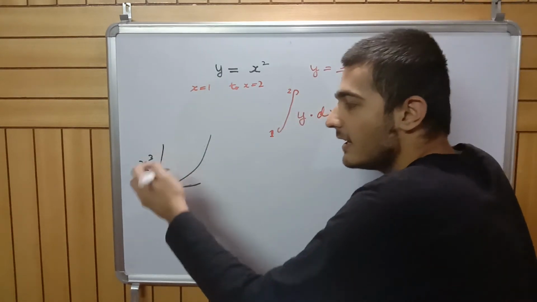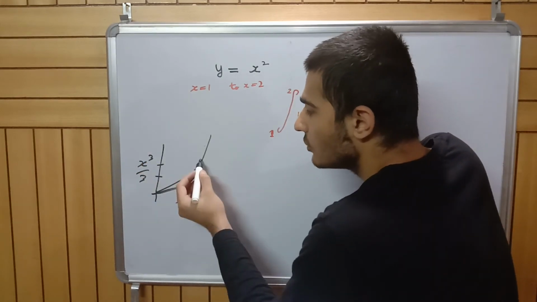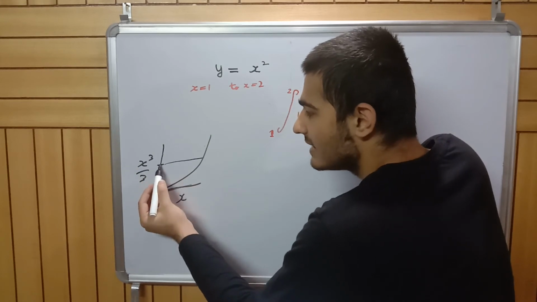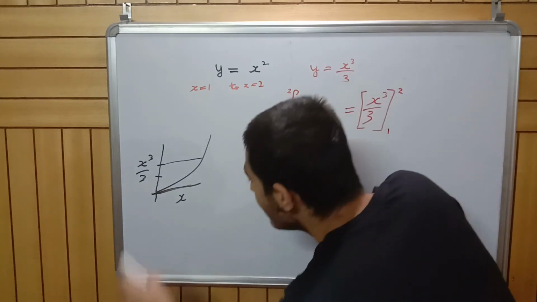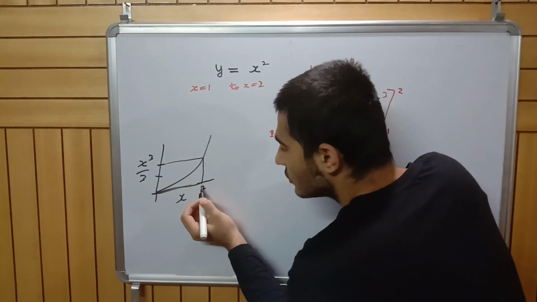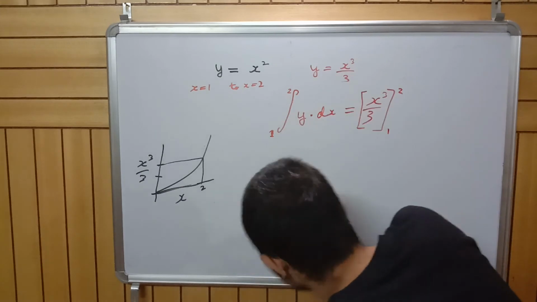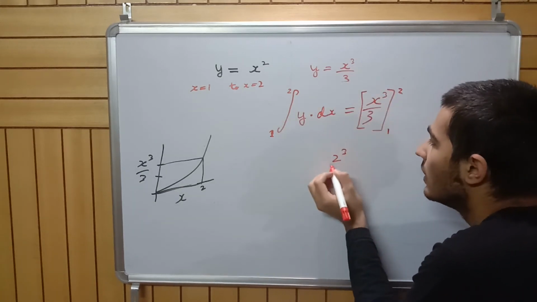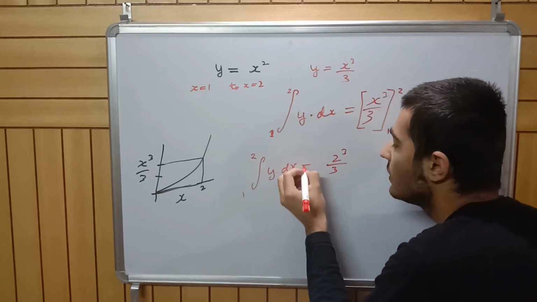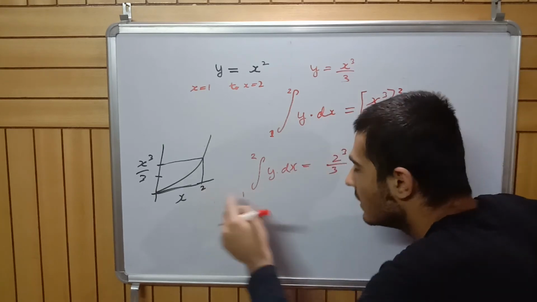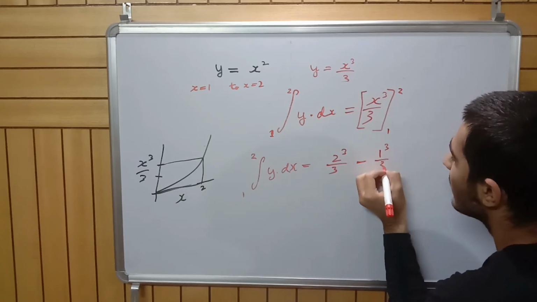So we have to find the change in y. How do we find it? We first find the y value at this point, which is the y value at x equals 2. So I put in 2 at the x position, and I get 2 cube upon 3. So the integral from 1 to 2 of y dx equals this y value at 2. From this I subtract the y value at x equals 1, so I put in 1 there, and that is how I subtract.